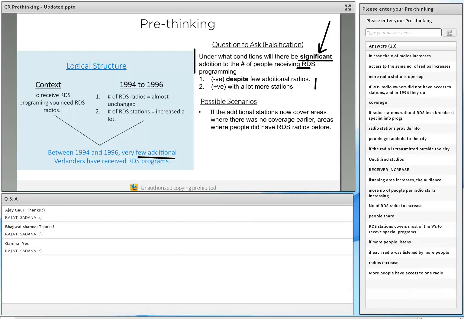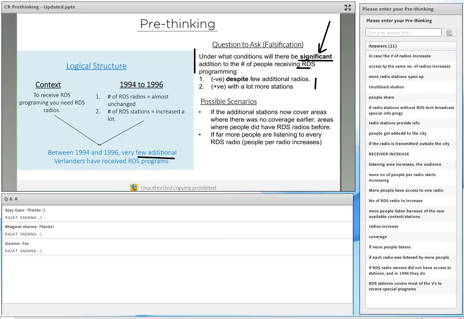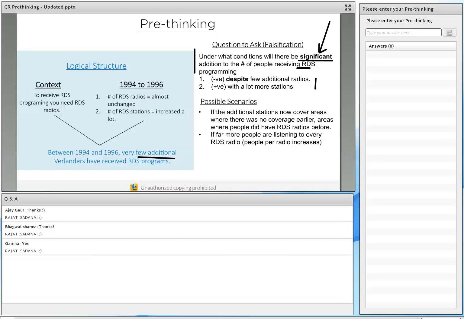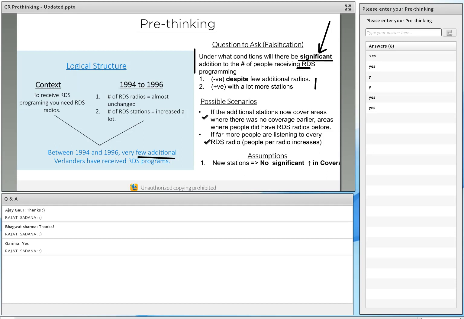So, if you had a phone on which you could play a movie, but the networks weren't there, but now the networks are put in 96 and you can play a movie on your phone. Or if people per radio goes up, if you start putting these radios in Starbucks, and essentially more people are listening to those radios, then also, despite a similar number of radios, many more people start to receive RDS programming. Both falsification scenarios, everyone gets them. Under either of these scenarios, the conclusion will break down.